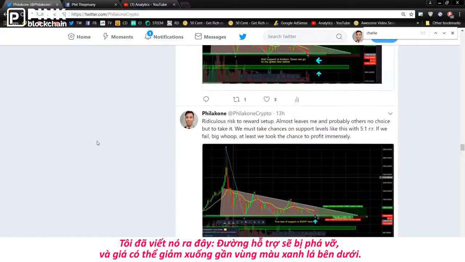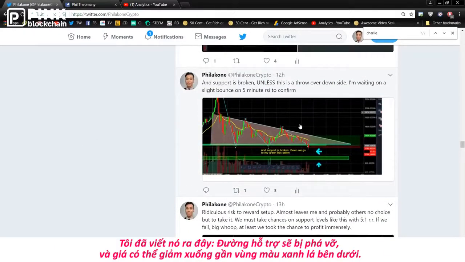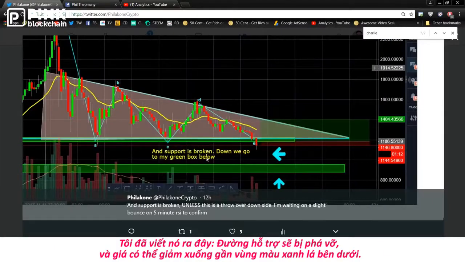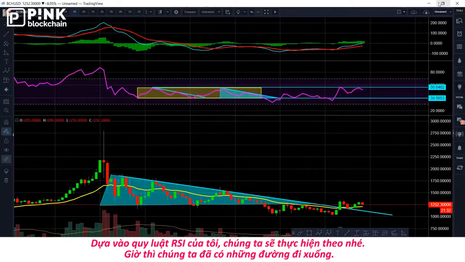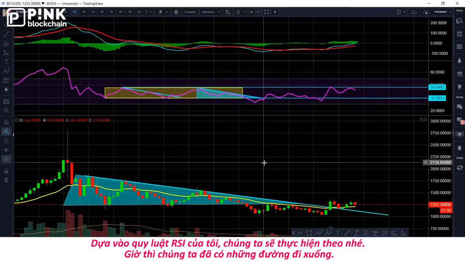I don't know if I tweeted the rest. And I wrote right here, guys, support is broken. Down we go to my green box, which was around 1,000-ish. It didn't go quite that low, but that is how we knew right away, guys, based on RSI rules of mine, that we were going to downtick.